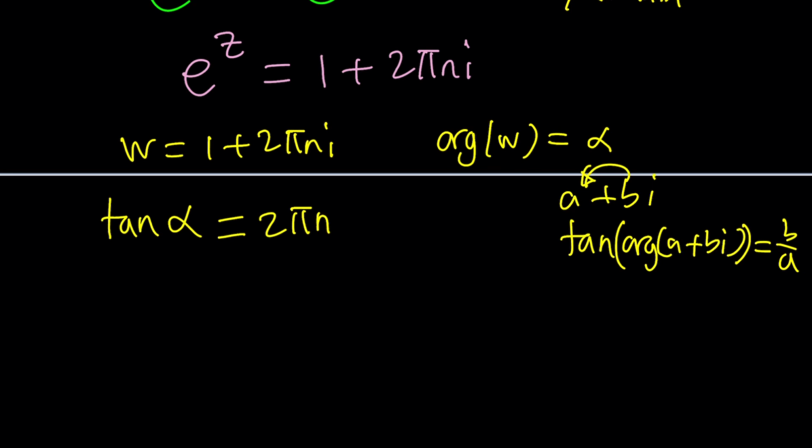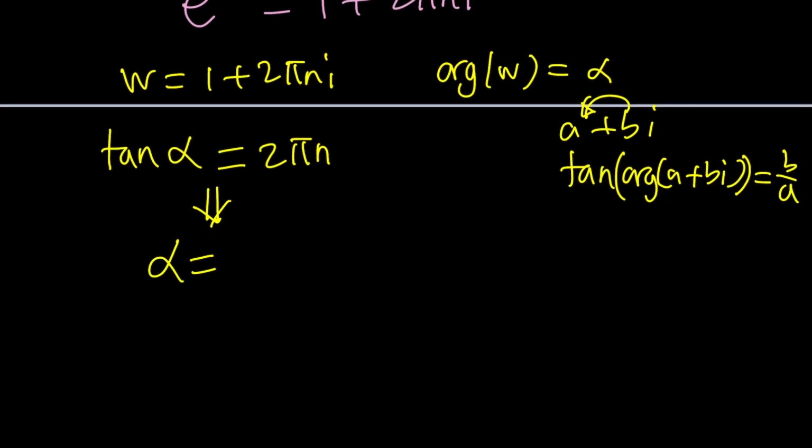Okay? So this is my tangent. What does that mean? Under certain conditions, I have to be very careful. Alpha can be written, sometimes, as arctangent 2 pi n. Why do I say that? Check the quadrants because it's not always the case. But let's just simplify things because this is kind of complicated, okay? So we got to keep it simple. You agree with me on that?